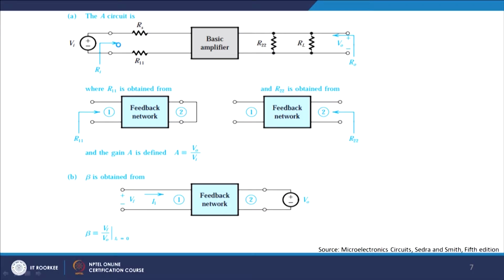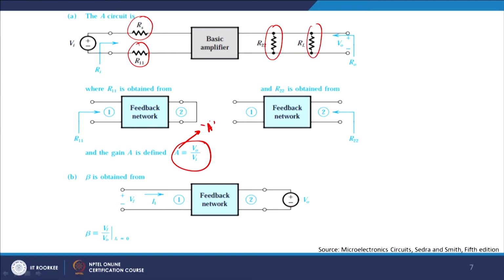So if we fall back and see how it works out, the amplifier circuit will be modeled as RS and H11 in series to the basic amplifier, and H22 and RL parallel to the basic amplifier in terms of loading. As I described, gain will be defined as V0 by Vi, where V0 is the output voltage and Vi is the input voltage, and V0 by Vi will give you the amplifier gain, which is basically A here.